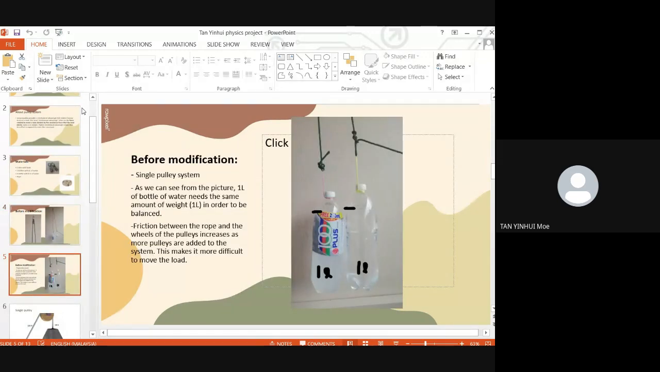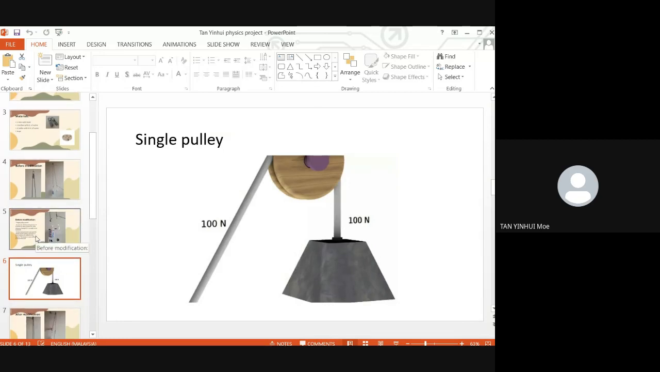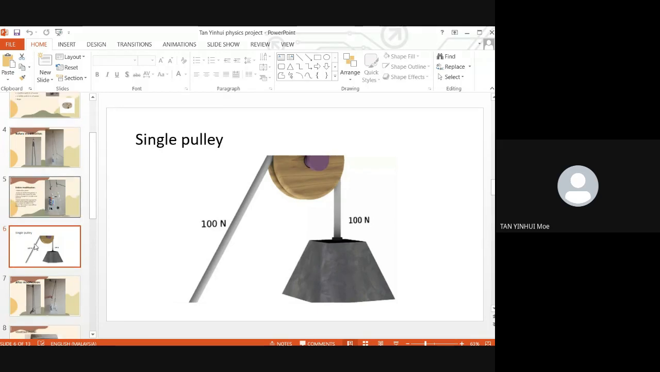In the single pulley system, as you can see from the picture, 1 liter of water needs the same amount of weight, which is also 1 liter, in order to be balanced. The friction between the rope and the wheels of the pulleys increases as more pulleys are added to the system. This makes it more difficult to move the load. This is the diagram, where 100 Newton of weight is exerted, and we also need 100 Newton of force to lift the object.